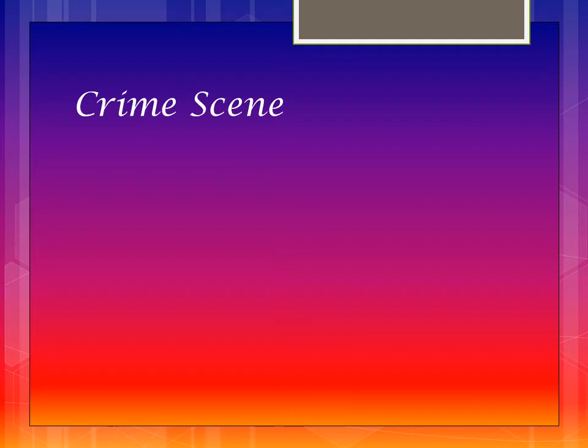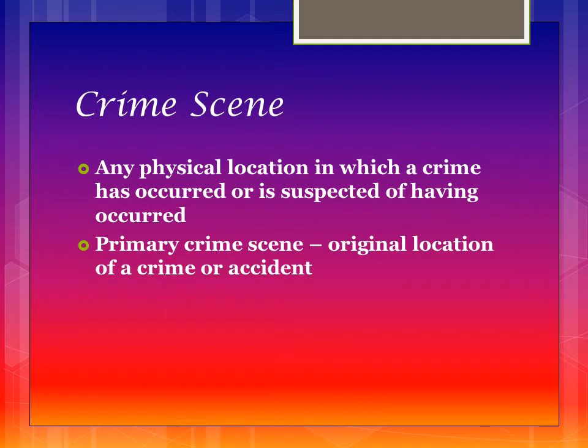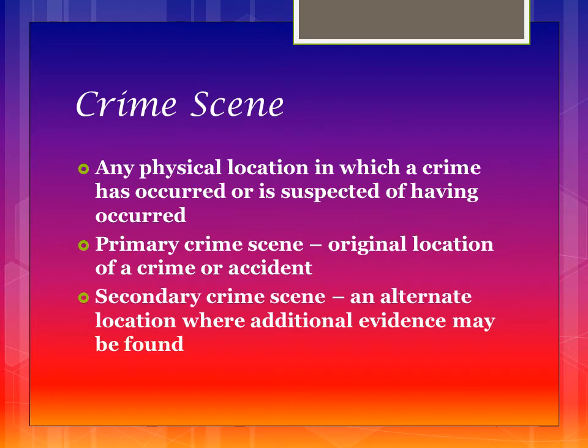So what is a crime scene? Crime scene is any physical location in which a crime has occurred or is suspected of having occurred. There are two types of crime scenes: primary crime scene and secondary crime scene. Primary crime scene is the original location of a crime or accident which has happened, and the secondary crime scene is an alternate location where additional evidence may be found.